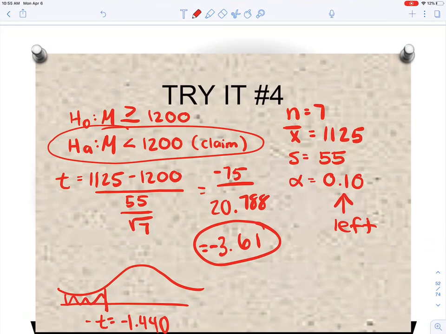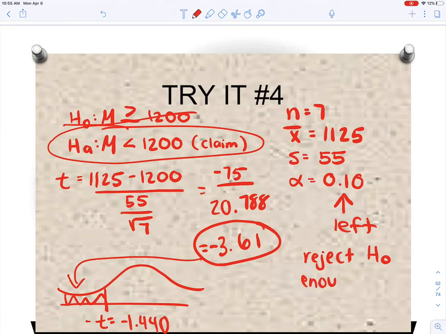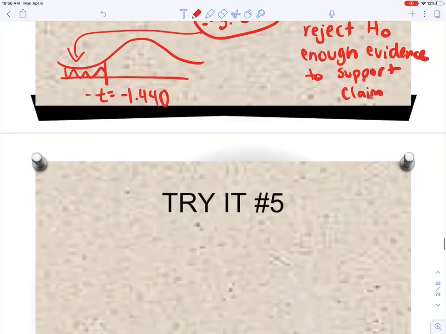Forgot my negative there. Okay, so negative 3.61 is definitely over here somewhere, so it is in my rejection region. Therefore, I am going to reject H sub O. And if I throw out H sub O, the claim is the only thing that's left, so I would say enough evidence to support the claim. So make sure you answer all parts of that question.